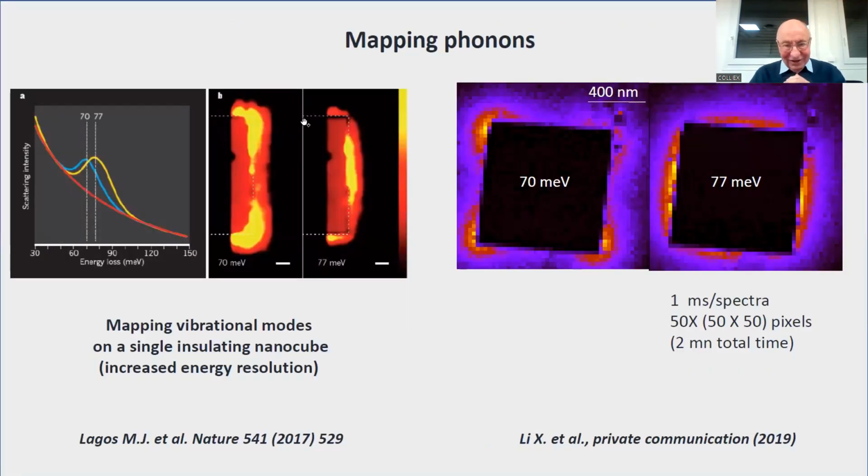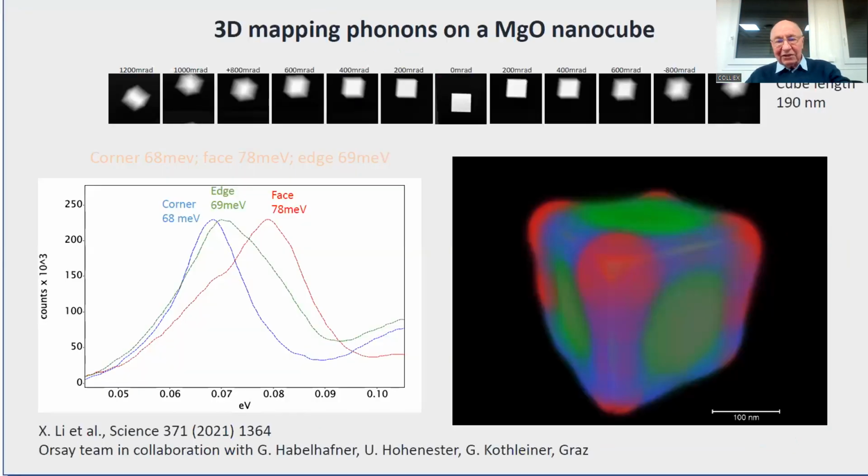And on the faces. We have reproduced this type of experiment recently in the lab in Orsay, where we have made a systematic series of experiments by tilting the same MgO nanocube at different angles and reconstructing the 3 modes at the corner, edge, and face. And you see that these are 3 millivolt energy differences. So we have begun a very sensitive domain and the map of this.